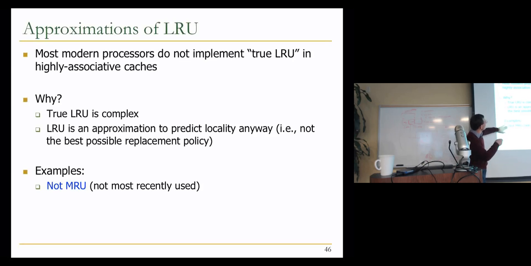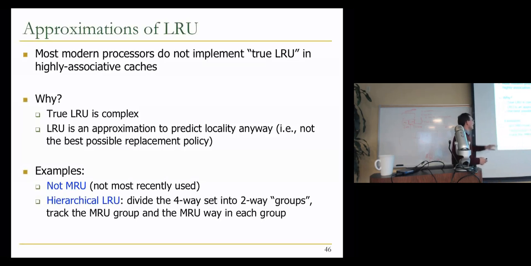We'll come back to that in the next lecture, I believe. But some examples: not MRU is a very simple approximation to LRU, right? Not most recently used. Don't evict the most recently used, but you can evict anything else in a random way. Hierarchical LRU, which I'll briefly talk about. I'll not go into detail. You can study this. But you can divide an n-way set into groups. It doesn't need to be two-way, m-way groups, if you will. And you track the MRU group and the MRU way in each group, and just ensure that those are not replaced.